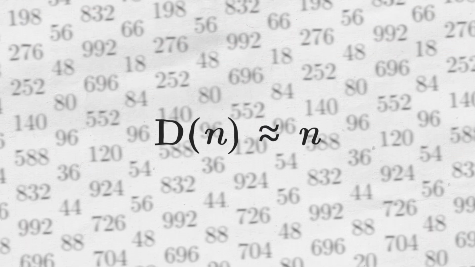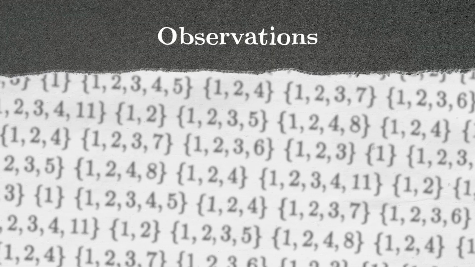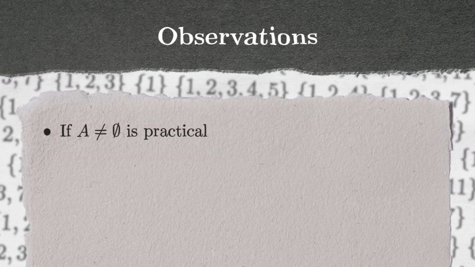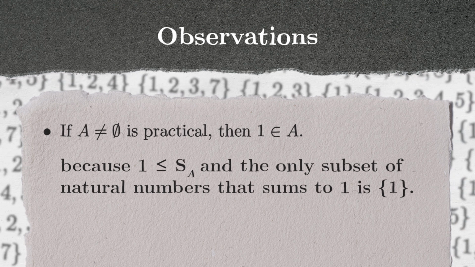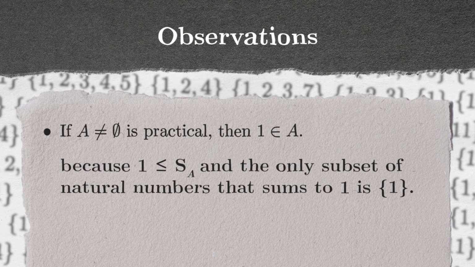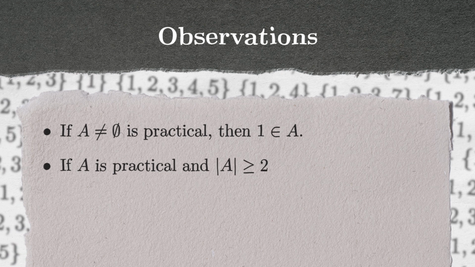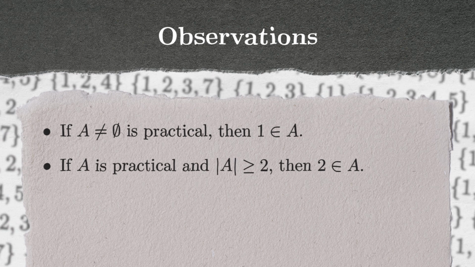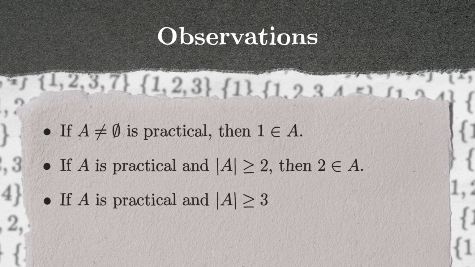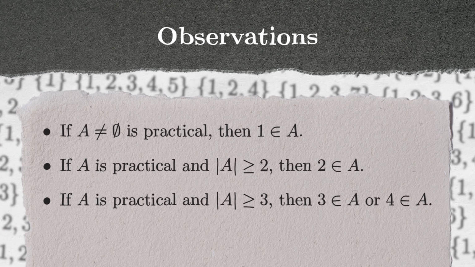As you might expect, practical sets behave almost identically to their number equivalents. Let us start the investigation by some simple observations. First of all, if A is a non-empty practical set, it needs to contain 1, just because 1 needs to be representable by some sum of elements from A, and it can only be represented by itself. Similarly, if A contains at least 2 elements and is practical, then it must contain 2. We can continue with this logic and say that if A has at least 3 elements, then it must contain 3 or 4, because without 3 or 4, the number 4 cannot be represented.